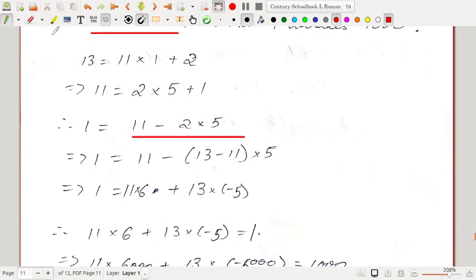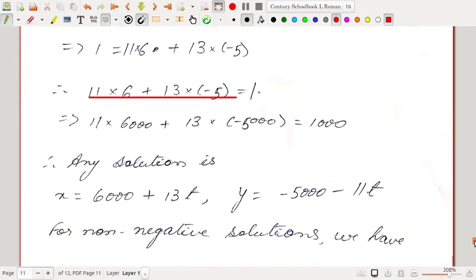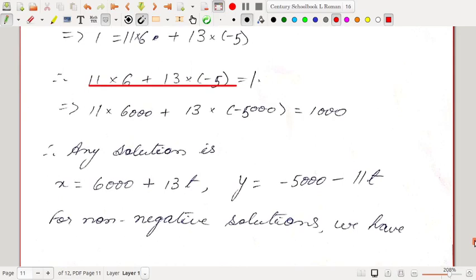1 can be written as 11 minus 2 into 5. Then in place of 2 we substitute 13 minus 11. So ultimately we get 11 into 6 plus 13 into minus 5 is 1. So you multiply both sides by 1000, we get 11 into 6000 plus 13 into minus 5000 is 1000. Any solution is given by x naught plus b by d into t, and y naught minus a by d into t. This is the general solution.